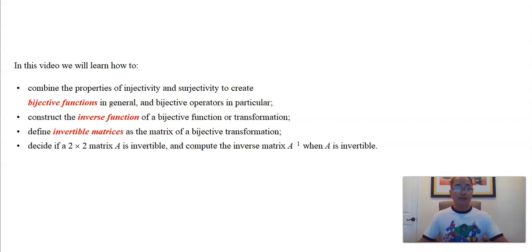We will construct the inverse function of a bijective function or transformation, and we will define what an invertible matrix is. We will decide if a 2 by 2 matrix A is invertible or not, and if it is, then we are going to actually compute its matrix inverse. So that will come later in the video. For the first part, for several minutes, we're going to talk about a general mathematical concept, the concept of bijectivity. So just be patient, okay? Computations are going to arrive later on in the video.